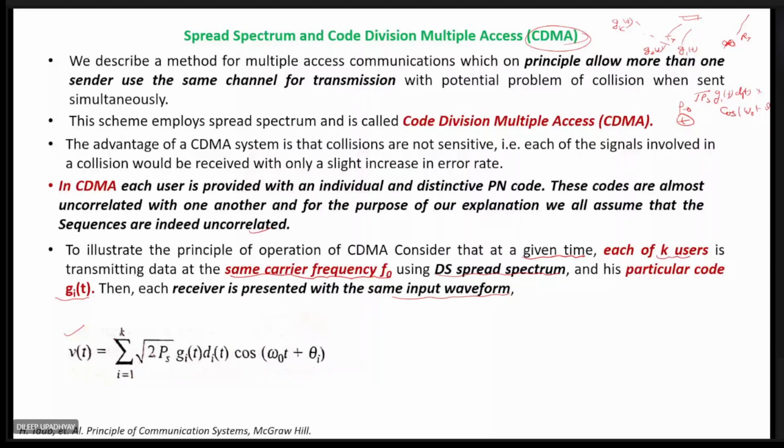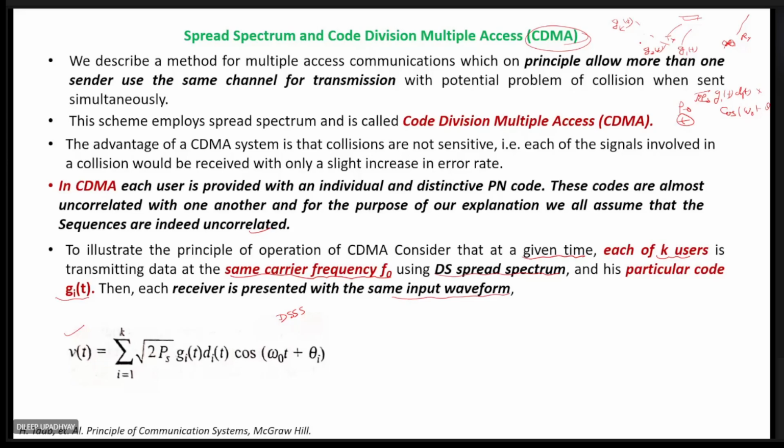Since K users are transmitting and the signals are received by the receiver, the normalized power is under root 2Ps, then Gi(t), Di(t), cos(ω0 t + θi), because the phases may also differ for each transmitter. So this v(t) is the sum of the direct sequence spread spectrum signals received from all the transmitters.